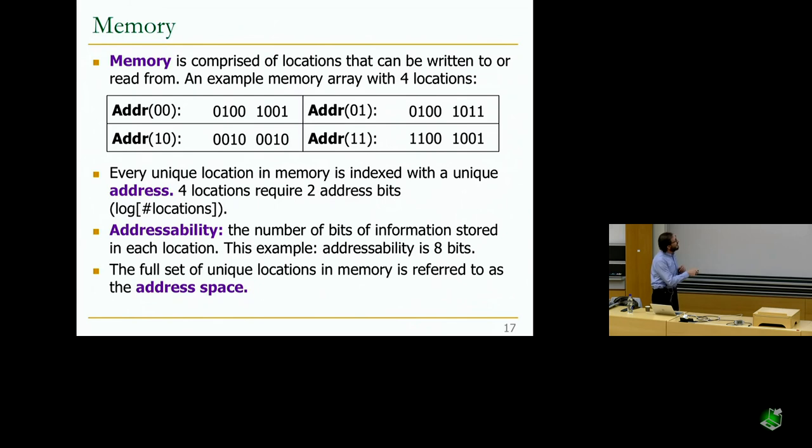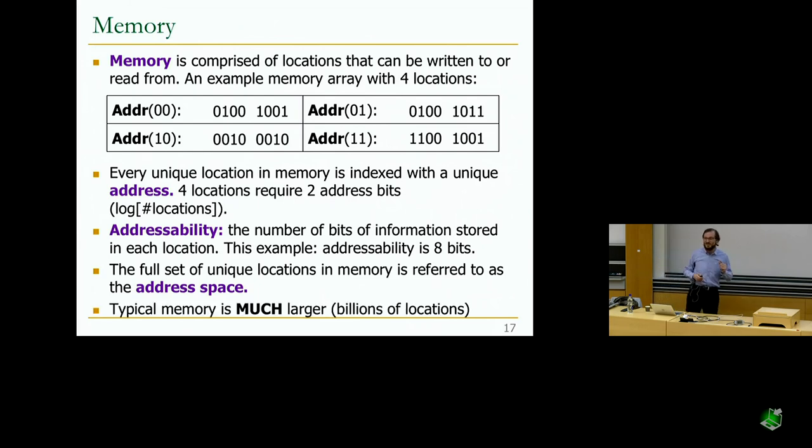So the full set of unique locations in memory is referred to as address space. So in this case, our address space is 4 locations, right? Because we have only 2 bits for address. In many real systems, people have been increasing the size of the memory. The address space of big ISAs is, for example, at least 2 to the 48 locations. That's billions of locations, right? But let's start with a really simple memory.